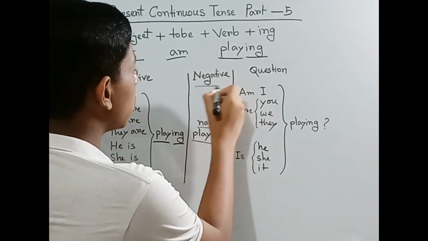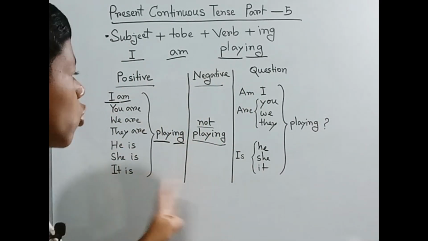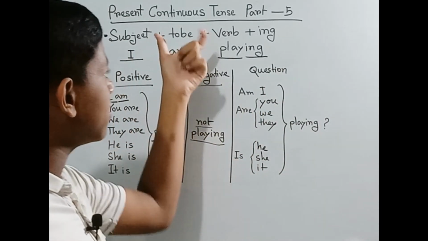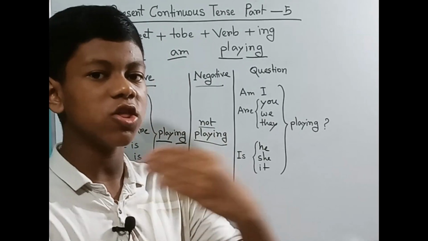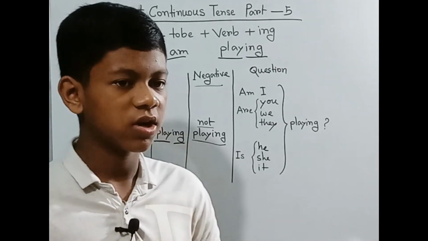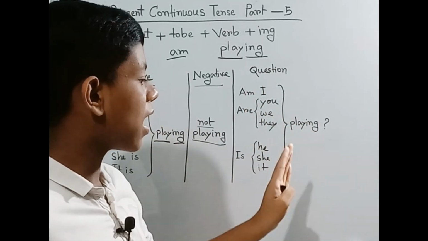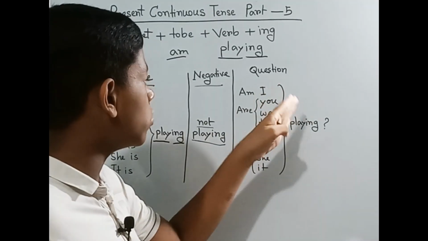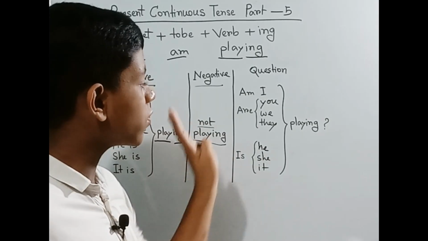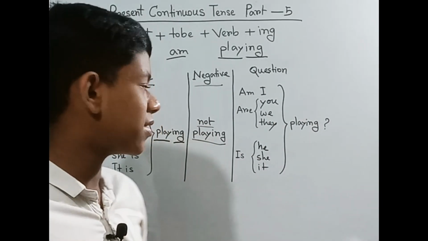So we have already understood the negative by understanding the positive. Now we will talk about the question. In the question, by keeping this one structure, you have to change the order. You have to put the to be verb before the subject. So here, these are all subjects, and I have put the to be verbs before the subjects. Then after the subjects, I can add the verb, then I can simply add the ing.